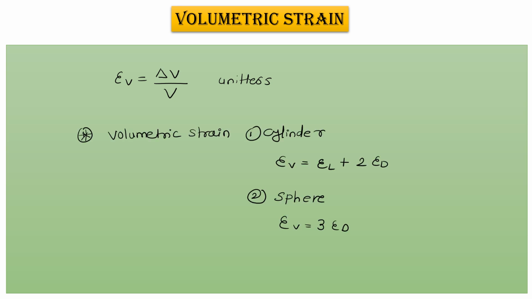Then next is volumetric strain. Volumetric strain is nothing but the ratio of change in volume to original volume. So this is the formula for volumetric strain, and this is also a unitless quantity. Then next there are two formulas of volumetric strain: in a cylinder and in a sphere. So these are the two formulas for the volumetric strain of a cylinder and a sphere.